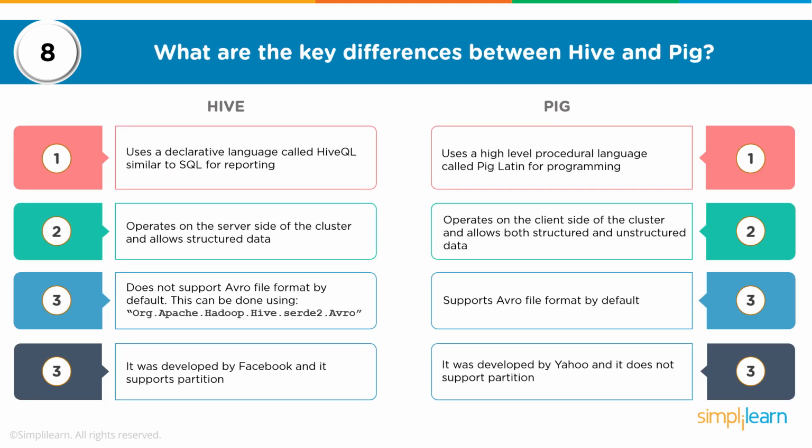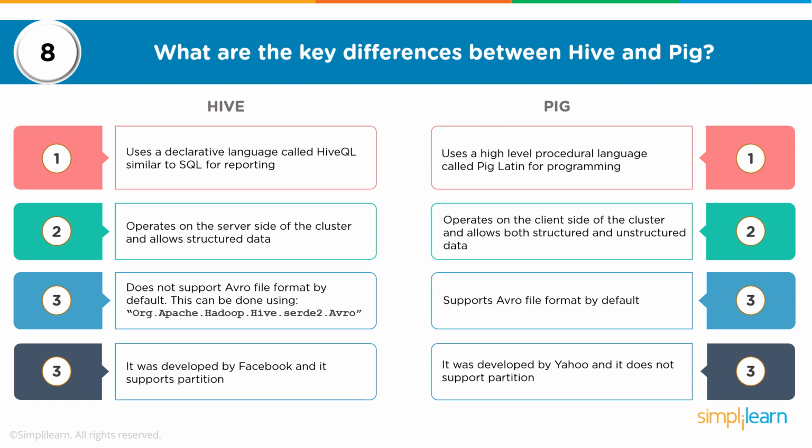What are the key differences between Hive and Pig? Now, some of you might have heard Hive is a data warehousing package and Pig is more of a scripting language. Both of them are used for data analysis, trend detection, hypothesis testing, data transformation, and many other use cases. If we compare Hive and Pig, Hive uses a declarative language called HiveQL, that is Hive querying language, similar to SQL, and it is for reporting or for data analysis, even for data transformation or for data extraction. Pig uses a high-level procedural language called Pig Latin, for programming.